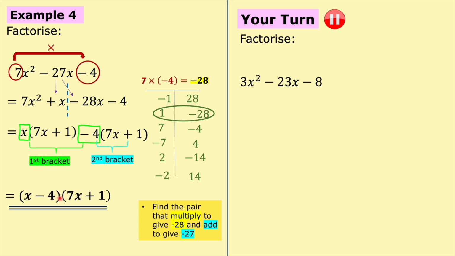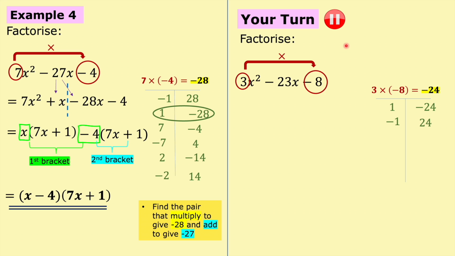Okay, let's go over the answer. So we are multiplying the coefficient of x squared with the last term, including the sign that is in front of that last term. So we've got 3 times -8 to give us -24. We're then going to write down all our factors of -24. So we've got 1 and -24, -1 and +24, and so on. 4 and -6, -4 and +6. We've also got 3 and -8, -3 and +8, and so on.